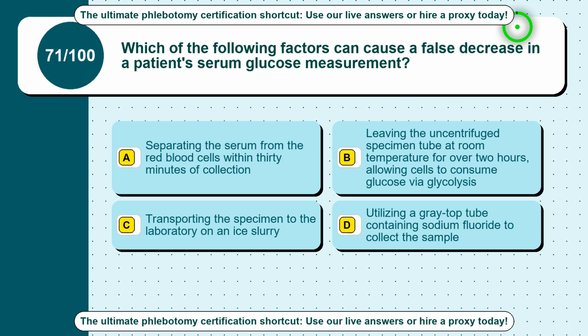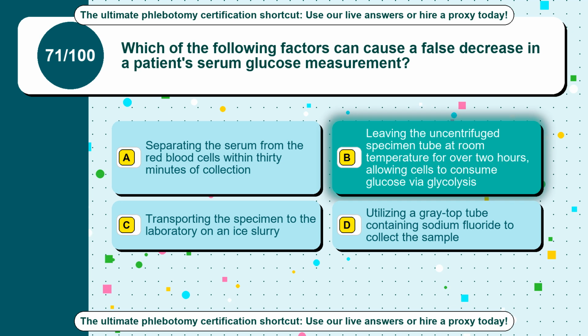Question 71. Which of the following factors can cause a false decrease in a patient's serum glucose measurement? Option A, separating the serum from the red blood cells within 30 minutes of collection. Option B, leaving the uncentrifuged specimen tube at room temperature for over 2 hours, allowing cells to consume glucose via glycolysis. Option C, transporting the specimen to the laboratory on an ice slurry. Option D, utilizing a gray top tube containing sodium fluoride to collect the sample.